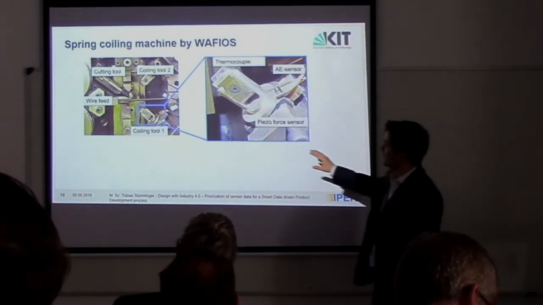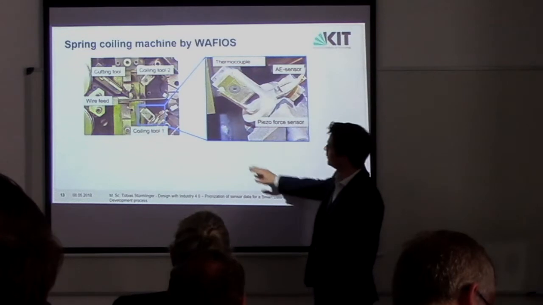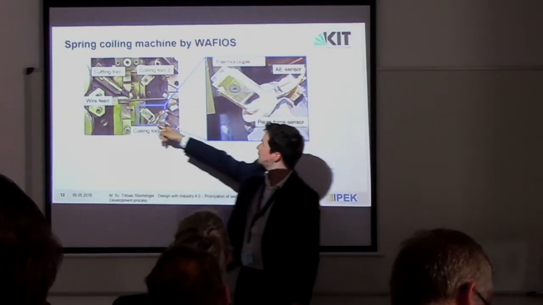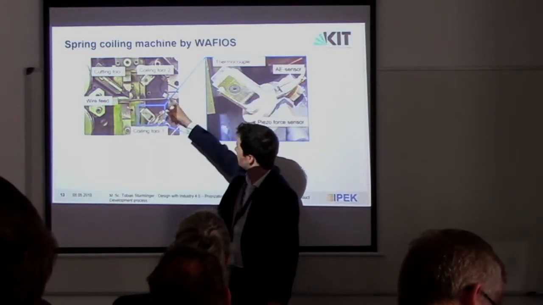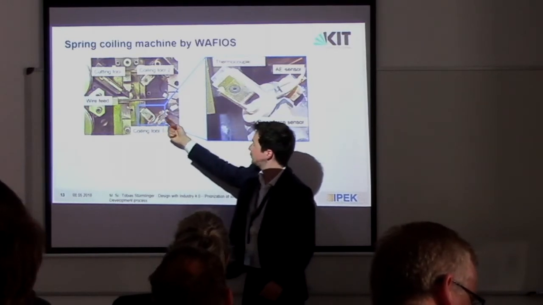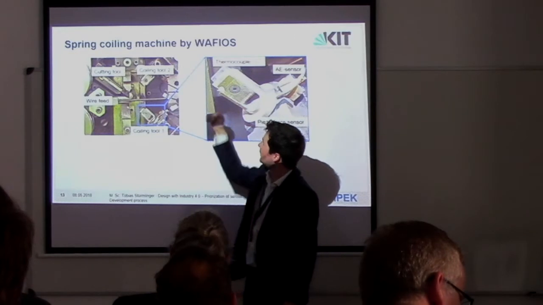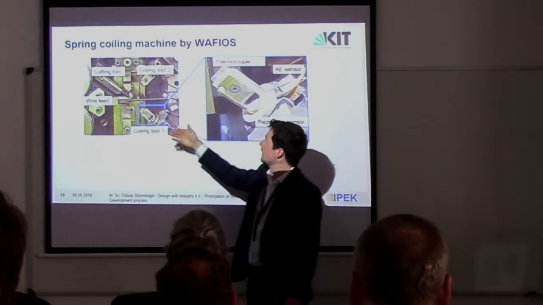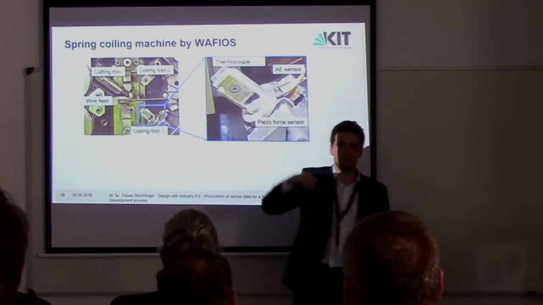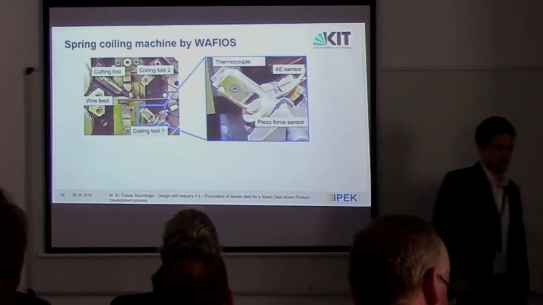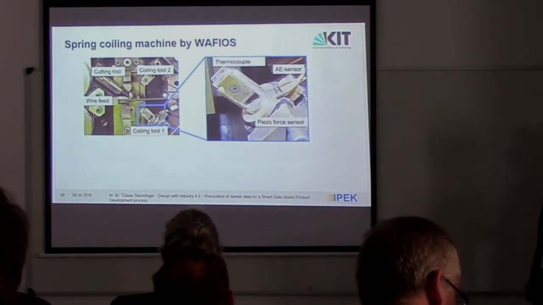I'd like to describe the test setup a little. This is the center of a coiling machine. We have the wire getting fed in here, and it's getting coiled by the first coiling tool. Then it gets turned around by the second coiling tool, and in the end there's a cutting tool cutting the wire, so we get our single spring.